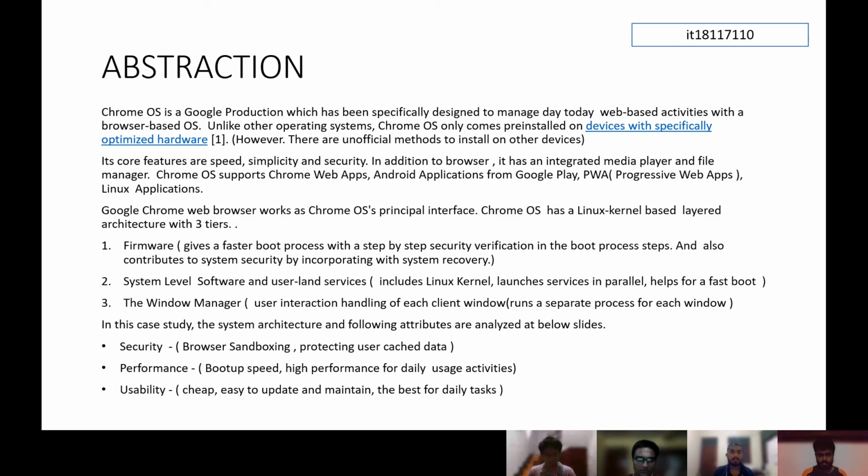With the invention of Chrome OS, at first they had only enabled Chrome web apps, but now they have enabled Google Play, and now we can install Android applications also. And if we talk about the architecture of Chrome OS, it has a layered architecture with three levels: firmware, system level, and the window manager.